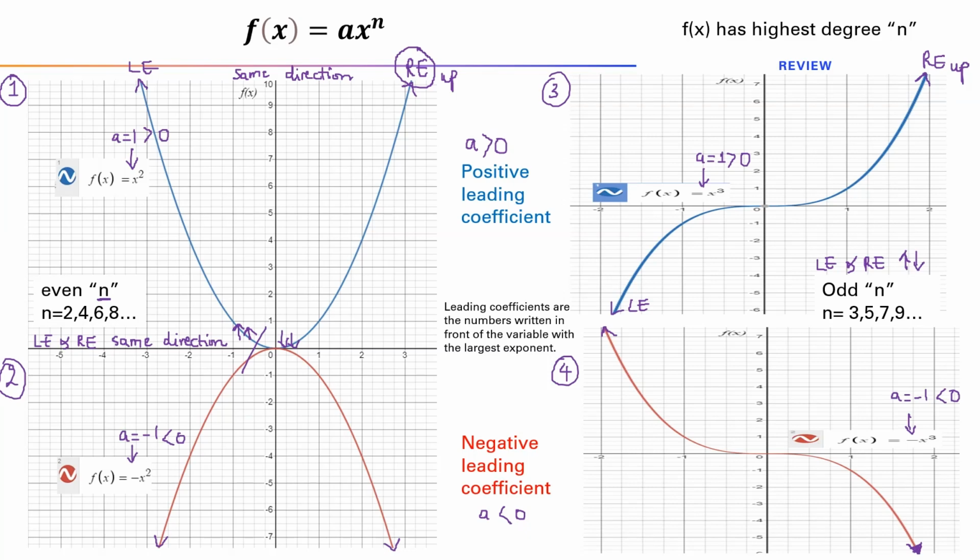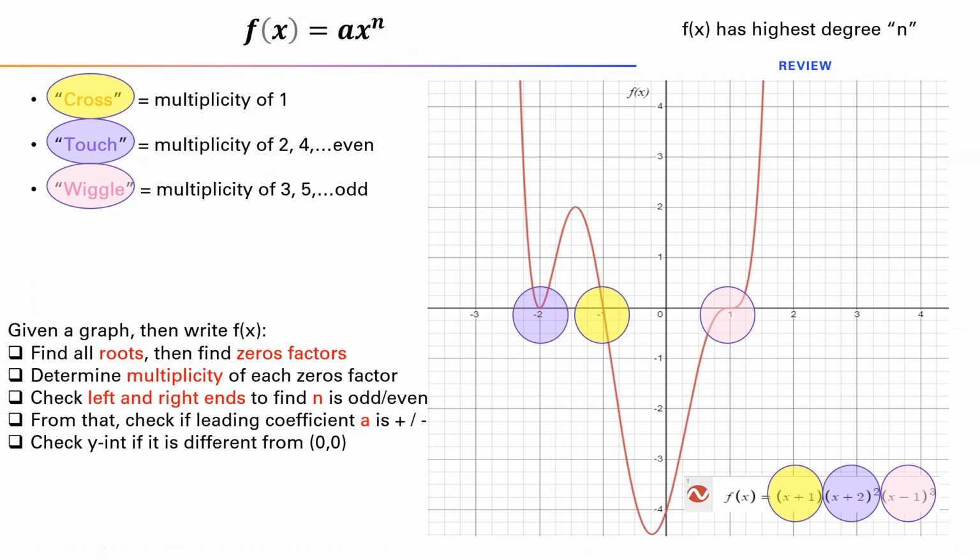Alright. So when we look at a graph, how can we know what function represents that graph? First, we have to look at the roots of the graph. In this example, I have 3 roots. I can see because one touches the x-axis, one crosses, and another one crosses as well, but wiggles.